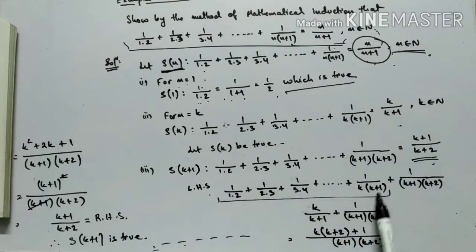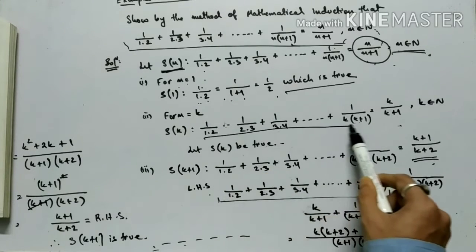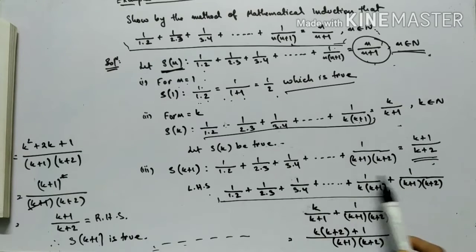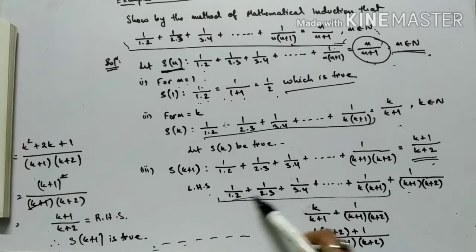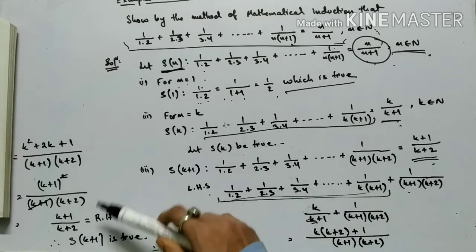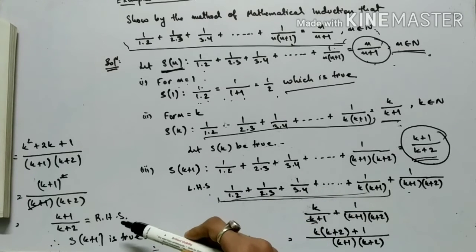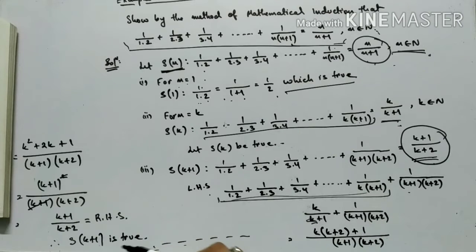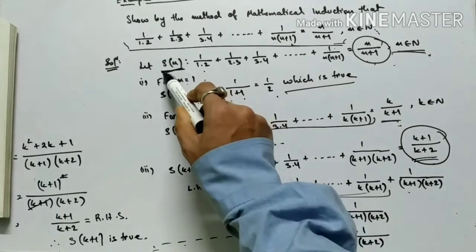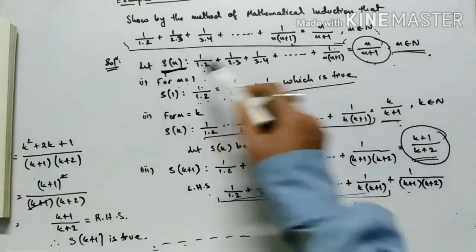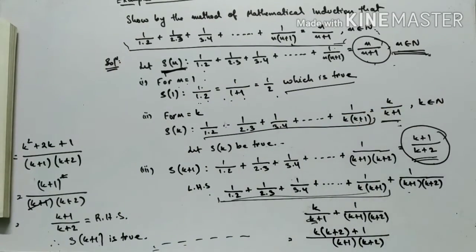Then I will take the left hand side. First of all, up till here I will write. That means the preceding term of 1 by k plus 1 into k plus 2 will be 1 by k plus 1. Now this value is this one, so I will put it in here, solve it, and try to bring the right hand side. I got the right hand side, so that means Sk plus 1 is also true. Therefore by the method of mathematical induction, Sn is true for all n belongs to N.